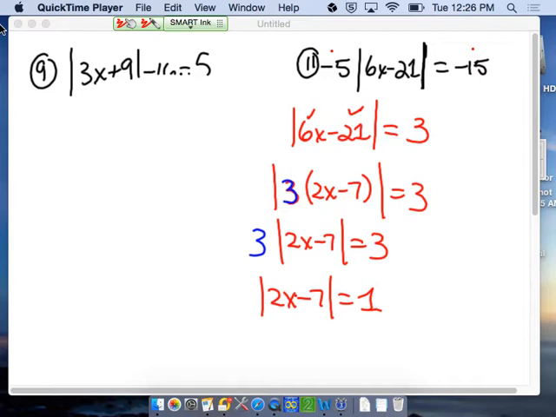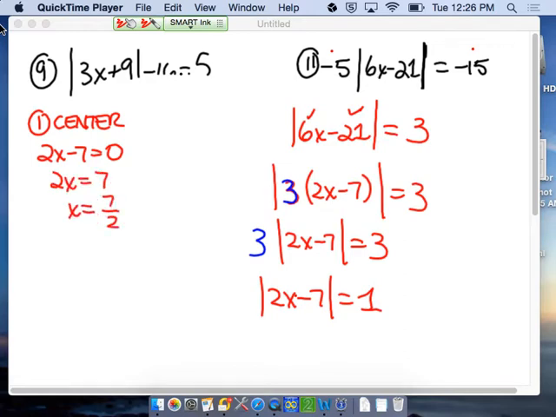And now to carry on with my number line method, the first thing I'm going to do is find my center. So I take 2x minus 7 and I set it equal to 0. So my first step is going to be to add 7. My next step is to divide by 2. So I draw my number line. My number line centers at 7 over 2.